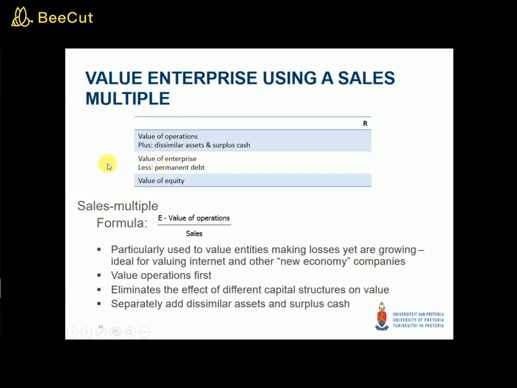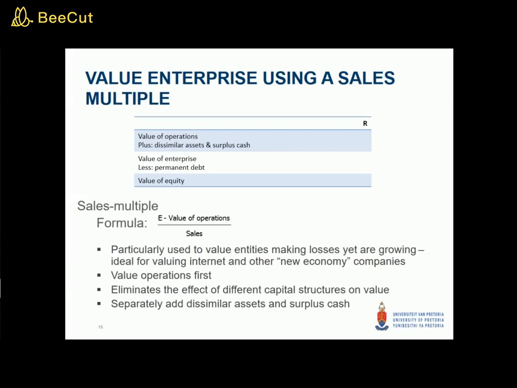I then deduct the fair value of my permanent debt, in other words, that debt that forms part of my capital structure. Just be wary: if I've got, for instance, an overdraft that is a permanent source of finance, that must also be included in this part. And then that gives me my fair value of equity. How did I determine my sales multiple? Value of operations divided by sales, and that gives me my multiple that I then use to multiply by at a later stage when I'm determining the value.